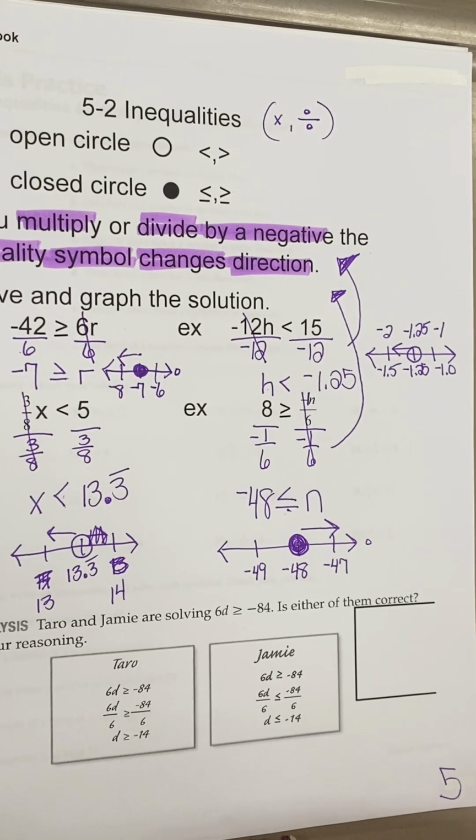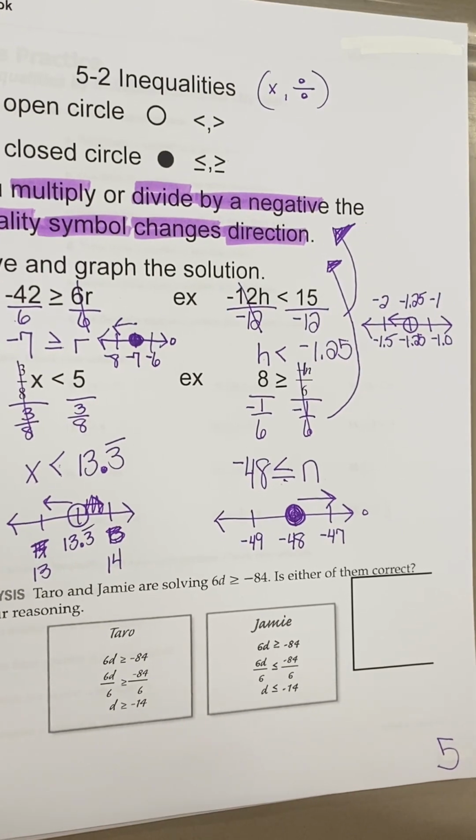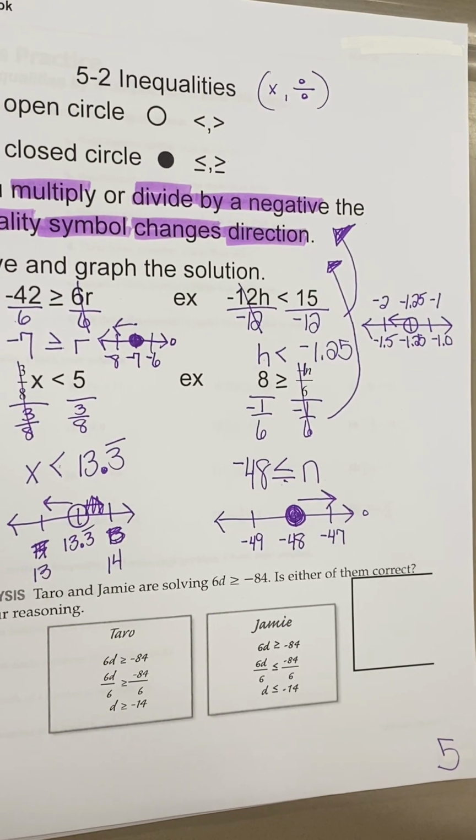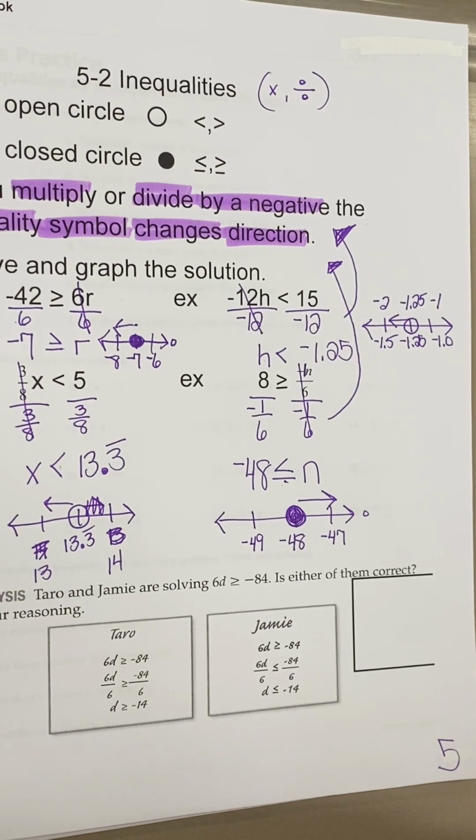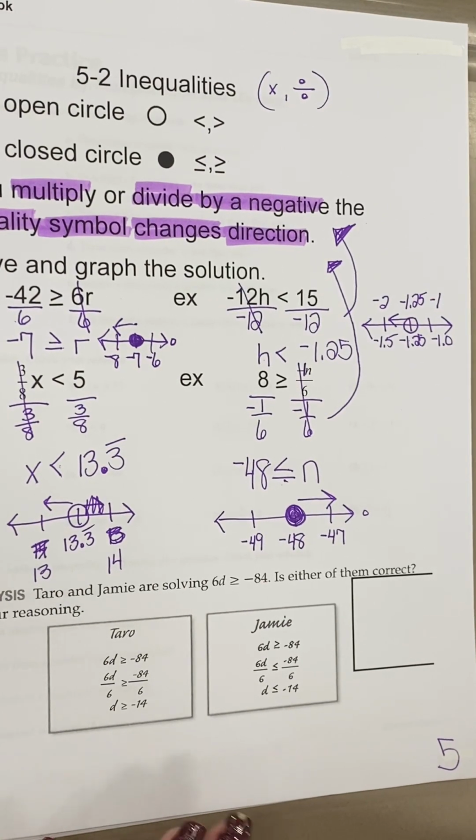Okay. At the bottom of the page, I want you to try something. I want you to look at Taro and Jamie's work. They are both trying to solve the equation 6d is greater than or equal to -84. I want you to take a minute to look at those and see who is correct, if anyone. See if you can identify where the mistakes are. Pause this, try it, and then unpause it when you're ready.